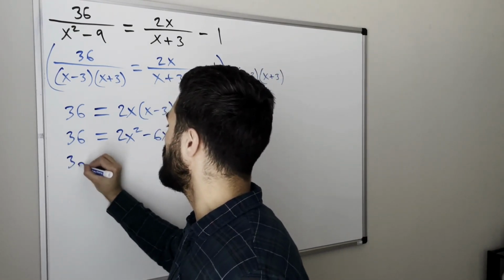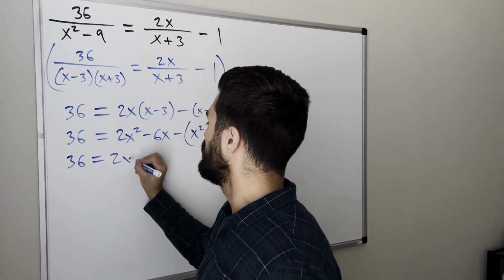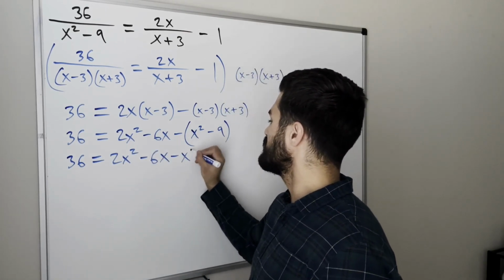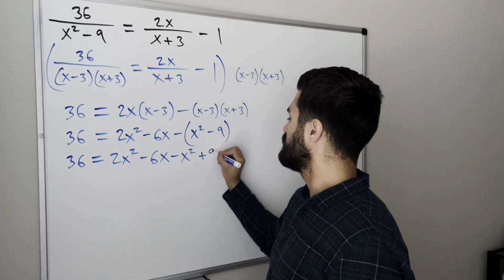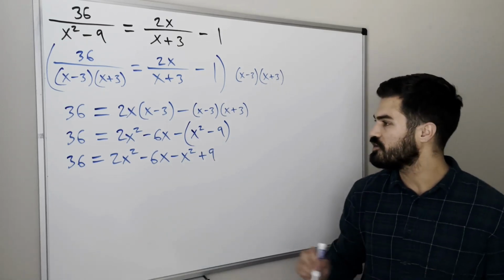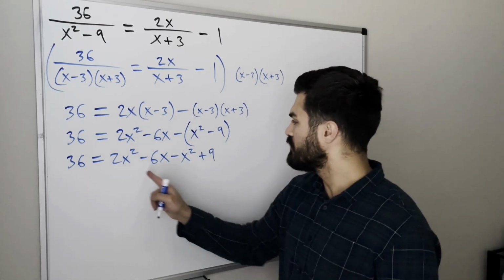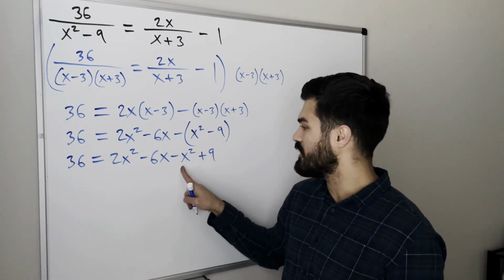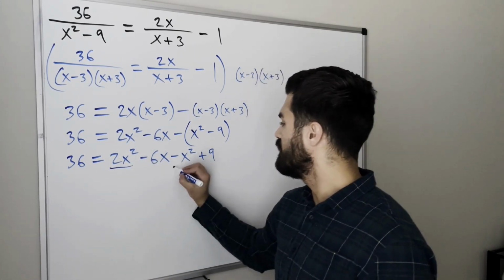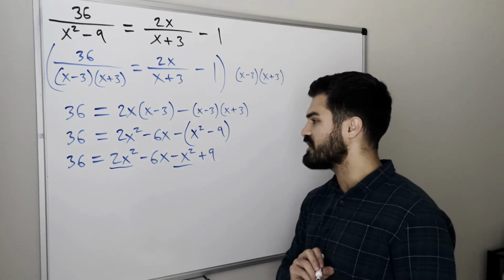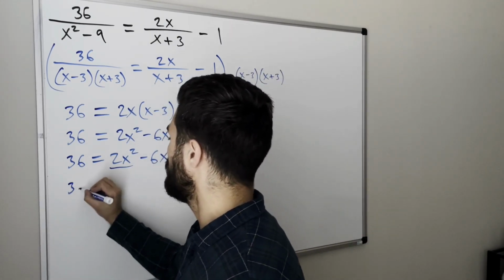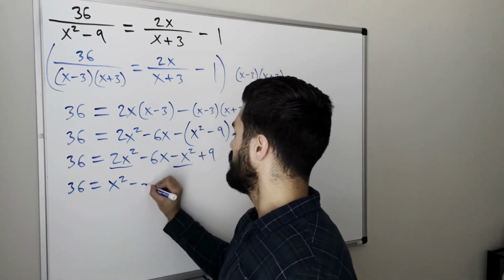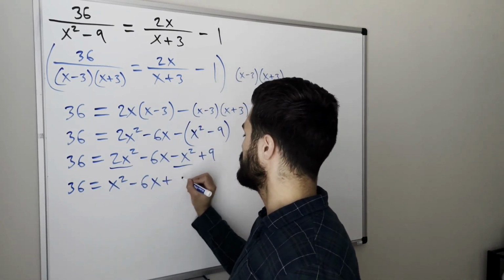So let's go ahead and rewrite this out. What do we have now? We have 36 equals 2x squared minus 6x minus x squared plus 9. Now let's see what we can do from here. Well, I can combine some like terms, 2x squared minus x squared, right? Here and here, that actually leaves me with just x squared. So I have 36 equals x squared minus 6x plus 9.